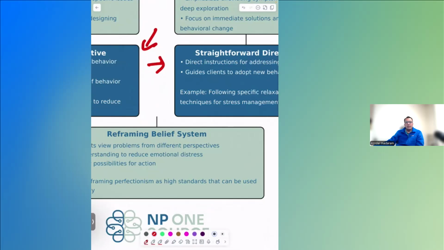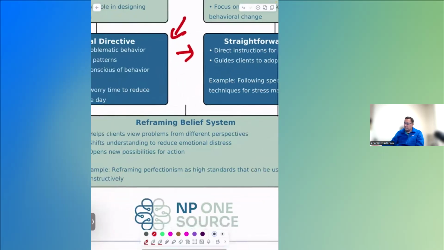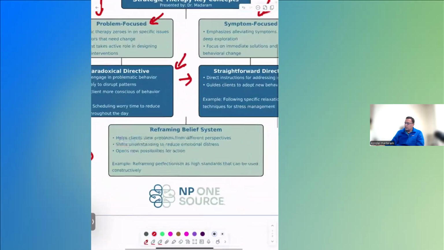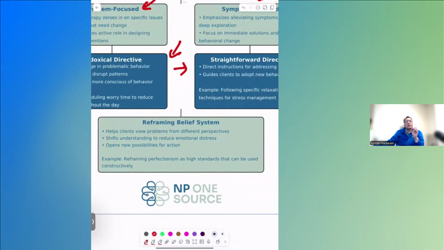Now, let's think about reframing the belief system. So with this one, you are helping them to think differently and shifting the client's understanding. Let's say that a client is overwhelmed by the pressure to achieve. Somebody who's a perfectionist and overwhelmed by the pressure to achieve is encouraged to reframe their high standards. Instead of viewing perfectionism as a burden, they could see it as a strength, and changing the narrative helps.